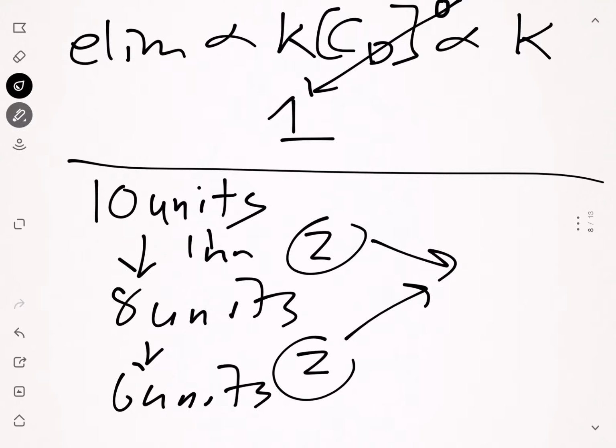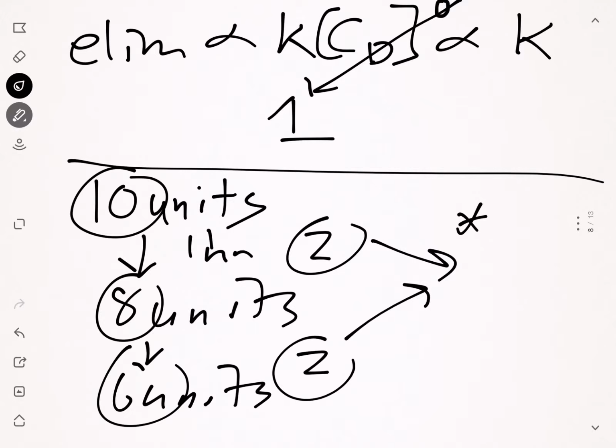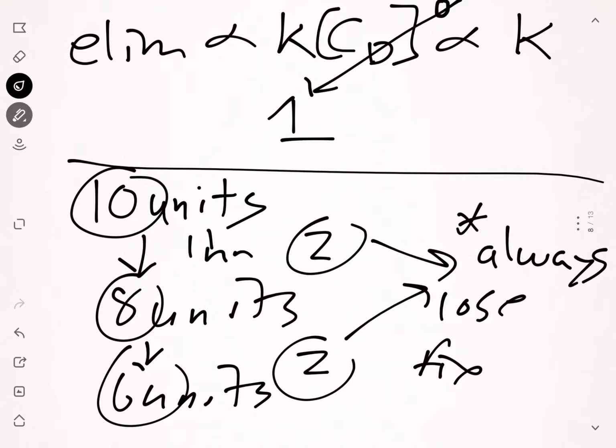What this is saying is that I'm losing a fixed amount per hour, and it's not dependent upon the concentration that I have. See, 10, 8, 6. So the hallmark of zero order is always lose a fixed amount.